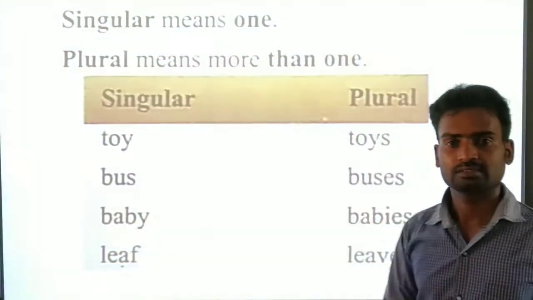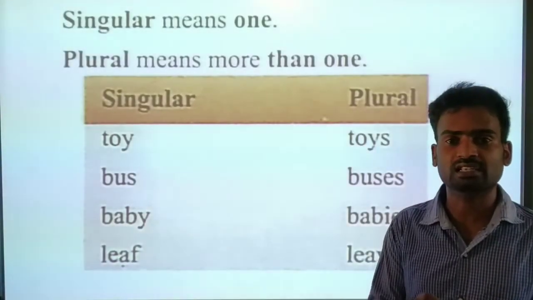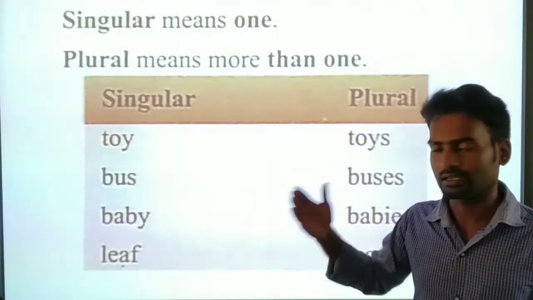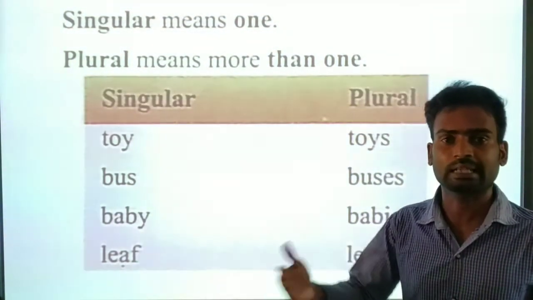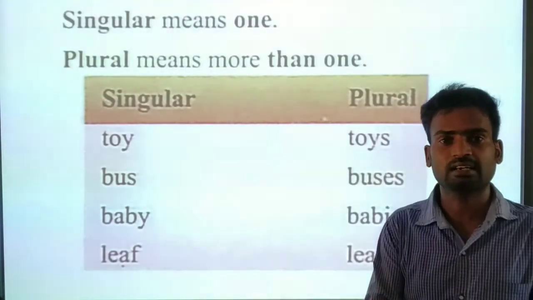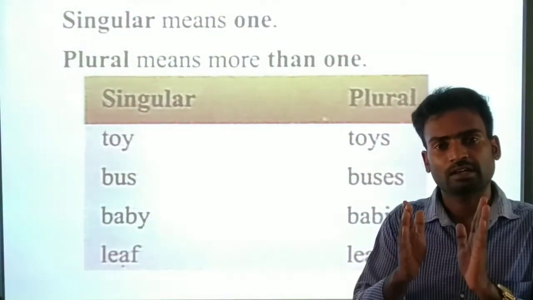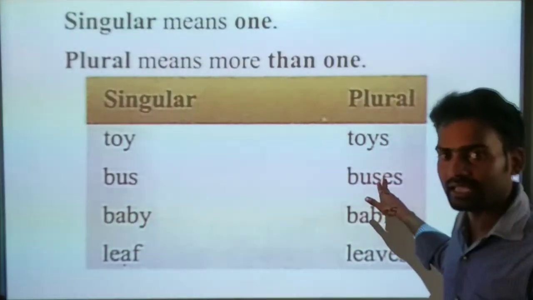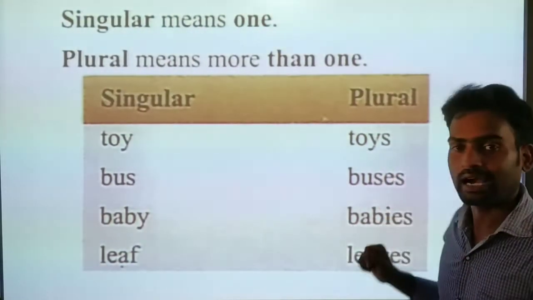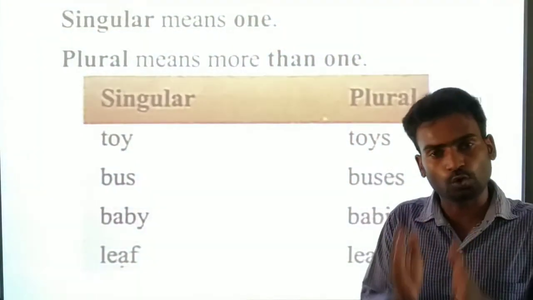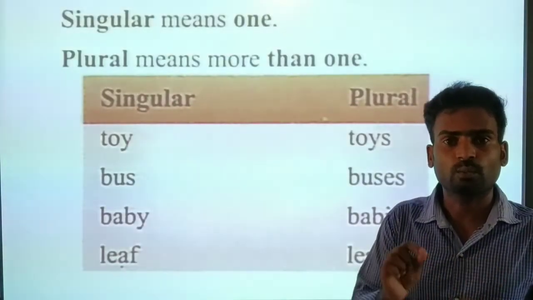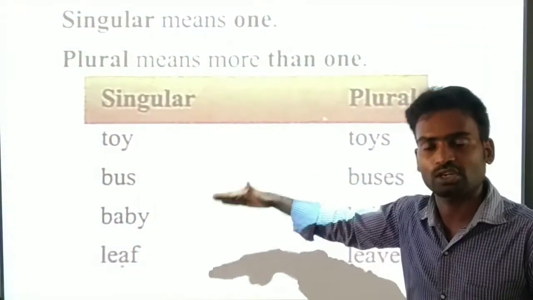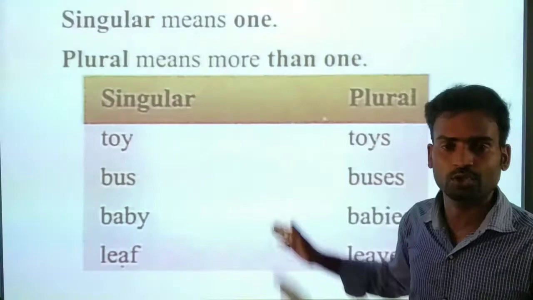Why, sir? In English grammar, we have certain rules and regulations to make a plural form. Those rules we will learn step by step in upcoming slides or upcoming classes. So first understand how to differentiate singular and plural. Why they have added S here, why ES, why IES and why VES, there's a rule in English grammar that we will learn later. But first learn how to differentiate singular and plural.